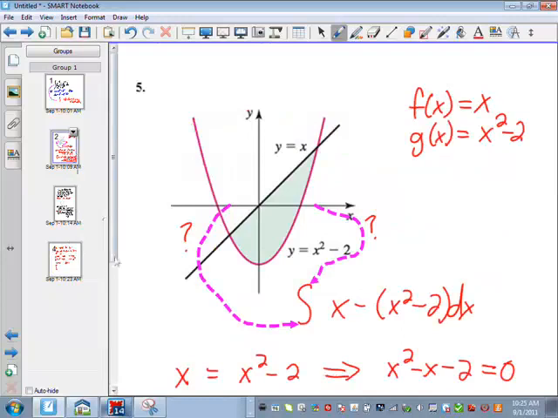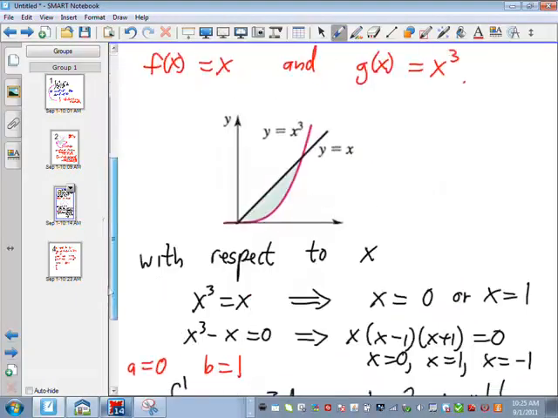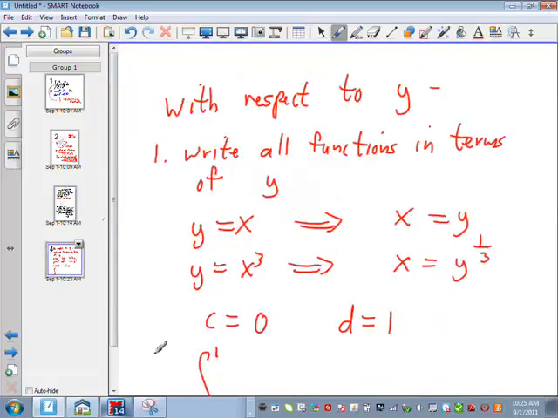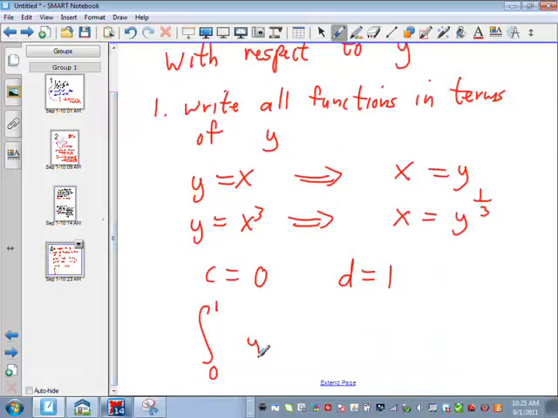Okay? So we just need to verify that the integral from 0 to 1, of which one is the rightmost, the rightmost. Right, so it's y to the 1/3, and so it's y to the 1/3 minus y. And we know that's got to be 1/4. Let's just verify it.